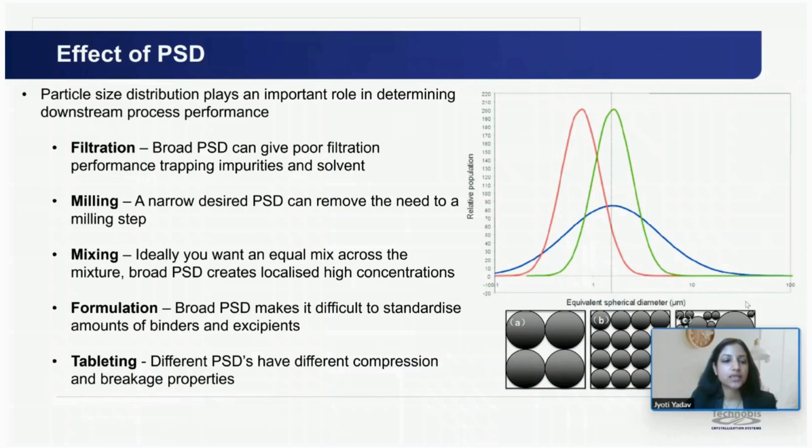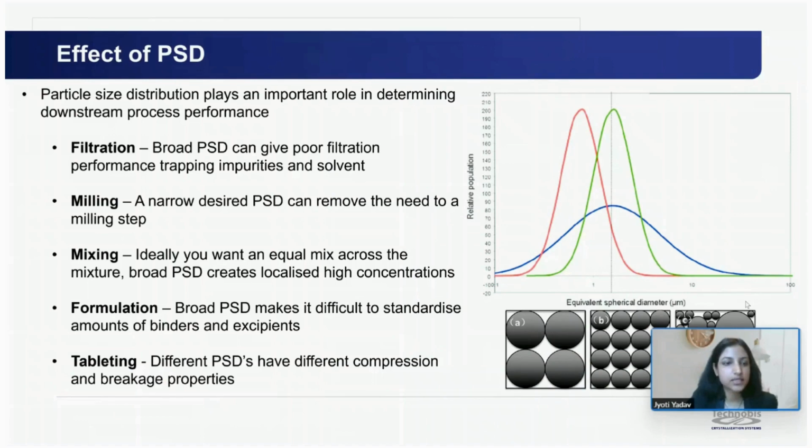And then the broader particle size distribution makes it difficult to standardize the amount of binder and excipients, affecting the formulation of an API. Then for tableting, different particle sizes have different compression and breakage properties, which affect the tableting. Therefore, it is very important to monitor and control the particle size and particle size distribution for the manufacturing of an API.